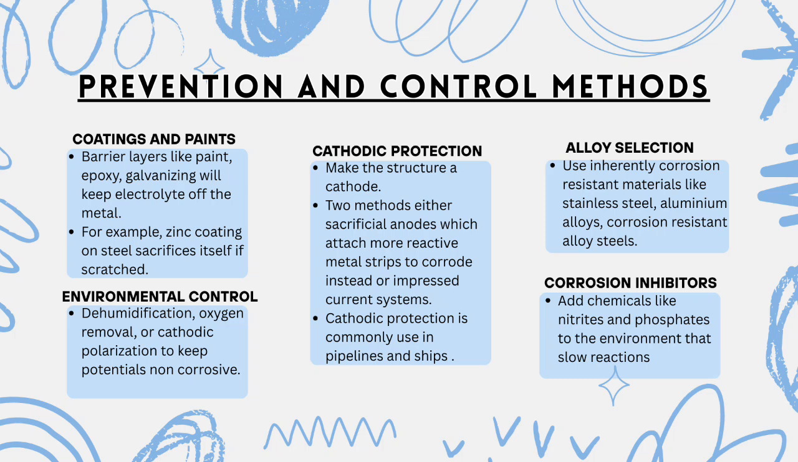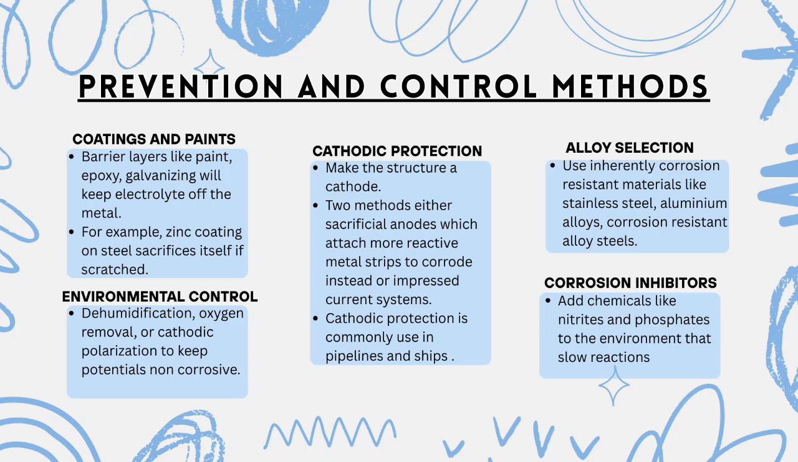Cathodic protection is widely used in power lines and marine structures. Electrical current is applied or a sacrificial anode is attached, so that protected metals remain cathodic.